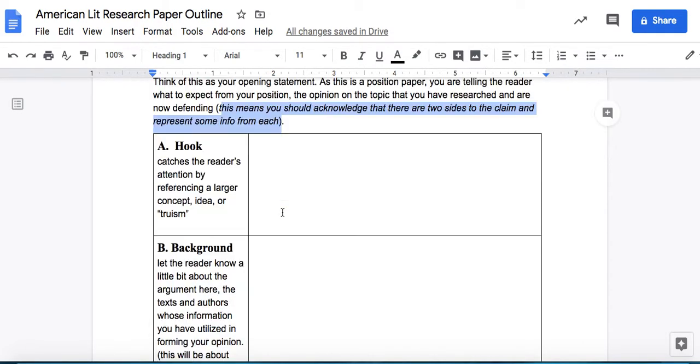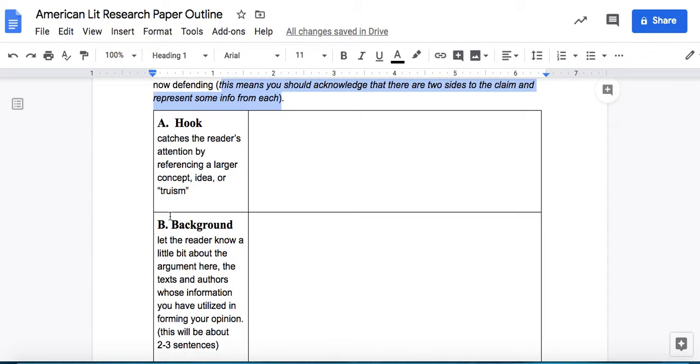Okay? The hook, you guys know what a hook is. It catches the reader's attention. But make sure you're referencing a larger concept, idea, or truism. Truism is one of those words that's become a colloquial, accepted thing. A truism is something that is widely accepted as the truth, right? By a particular society, the American society, right?